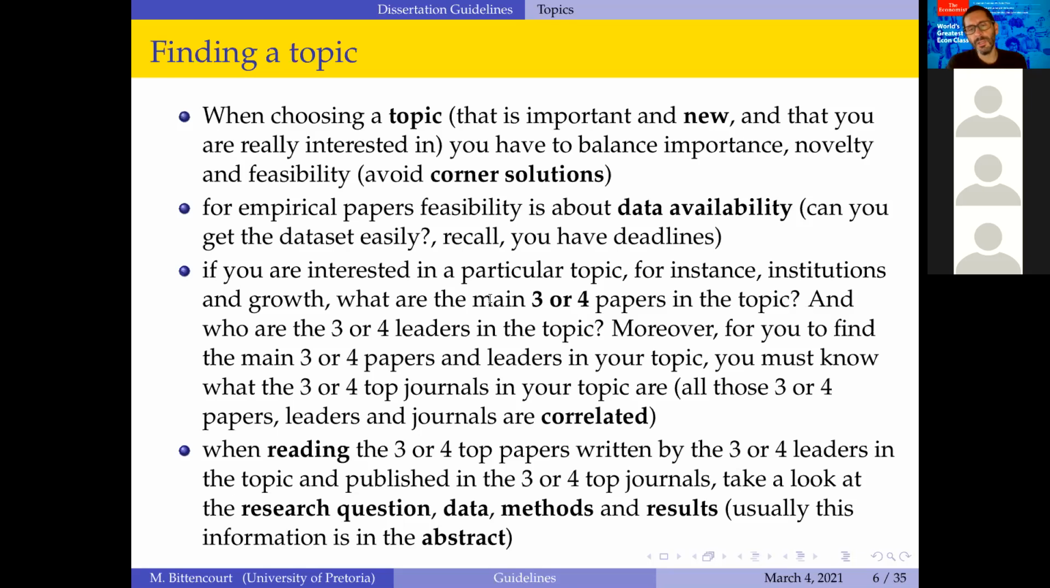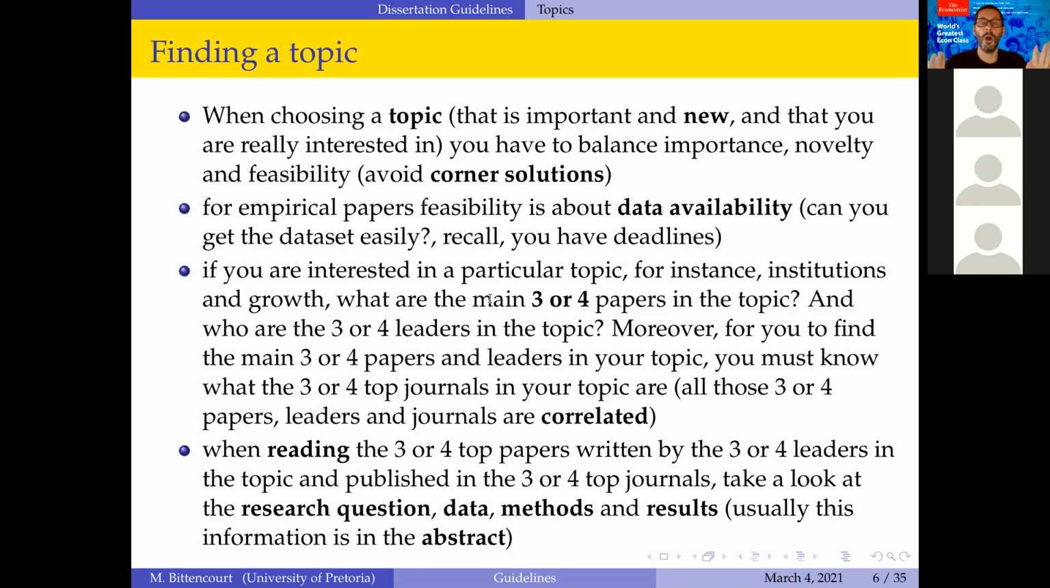If you are interested in a particular topic, for instance, randomly speaking, institutions and economic growth, when thinking of a topic, what are the main 3 or 4 papers in your topic? We are not talking here, folks, about 40 papers or 400 papers. No, we don't have time for that, and that's not how we do science anyway. You have to find out what are the main 3 or 4 papers in your topic. Not only that, but also who are the 3 or 4 leaders in that particular topic?